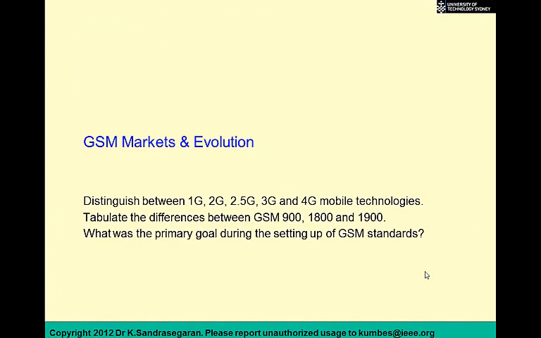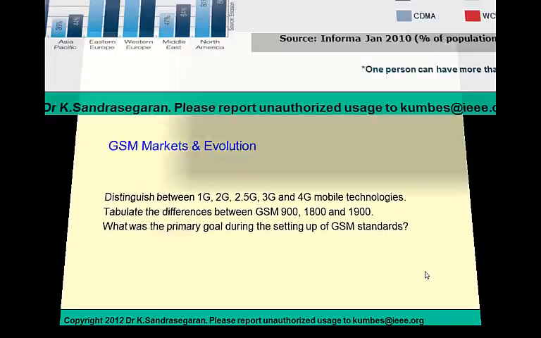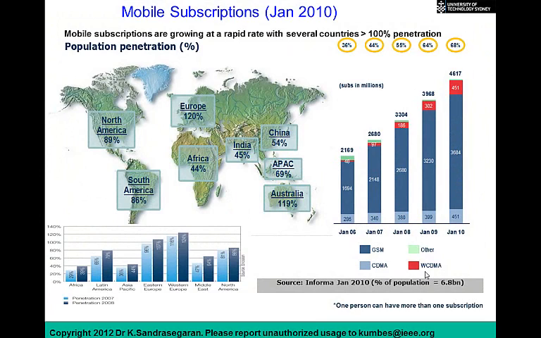Initially, we're going to start off by looking at the GSM market and evolution. The important things here are you need to be able to distinguish between first G, second G, 2.5G, 3G and 4G mobile technologies, and also you need to have some idea of the differences between GSM 900, GSM 1800 and GSM 1900, and what were the primary goals during the setting up of the GSM standards. So let's have a look at the market aspects.